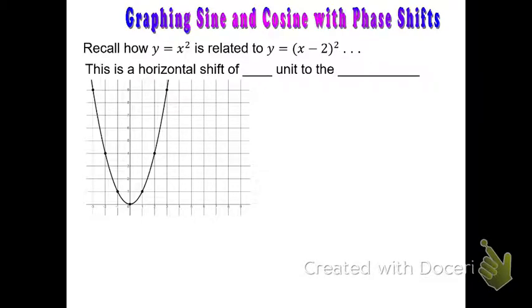This is going to be a horizontal shift of 2 units to the right. We take all the points from the original parent function y equals x squared, and we're going to move them 2 units to the right. So it's going to look like this.